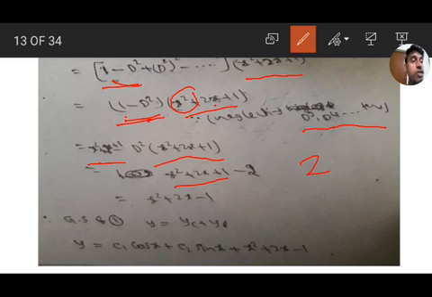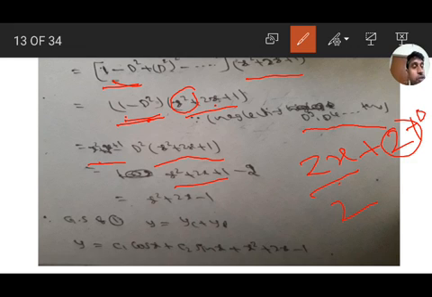So the first derivative: x square derivative is 2x, 2x derivative is 2, 1 derivative is 0. Next derivative, second: 2x derivative is 2, 2 derivative is 0, means only 2. The second derivative of x square plus 2x plus 1 is 2. So x square plus 2x plus 1 minus 2 means minus 1, that is x square plus 2x minus 1.